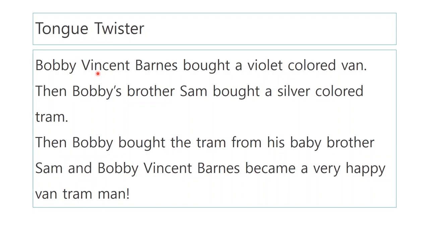Bobby Vincent Barnes bought a violet-colored van. Then Bobby's brother, Sam, bought a silver-colored tram. Then Bobby bought the tram from his baby brother, Sam, and Bobby Vincent Barnes became a very happy van tram man. How joyful. Let's take a closer look at L and R, L and R.